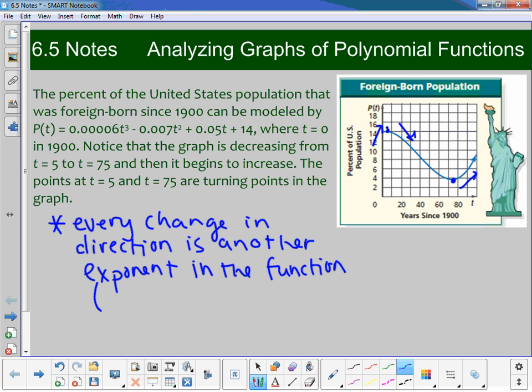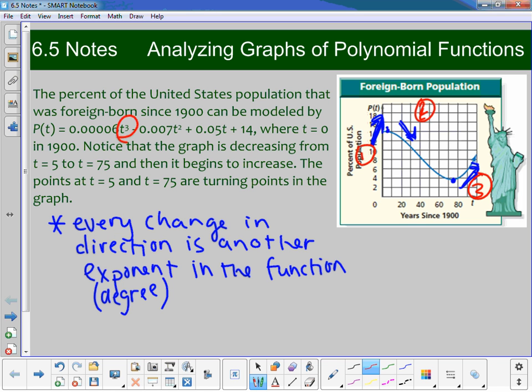So if I count the turning points here, I have a decrease there, an increase there, and then I turn and increase again. So the changes in direction, here's 1, here's 2, and here's 3. That's where I get my degree of 3. So the degree of the function matches the graph.